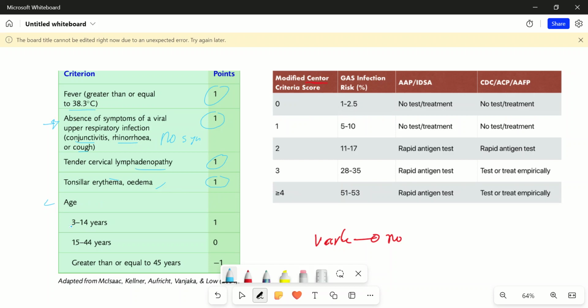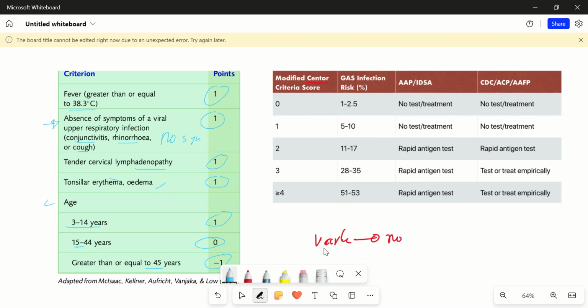What about the age? If the patient is between 3 to 14 years, this is the common age for Streptococcus pyogenes, so we will give a point. If between 15 and 44, you will not give anything. If the patient is greater than 45 years, you will subtract 1 point.